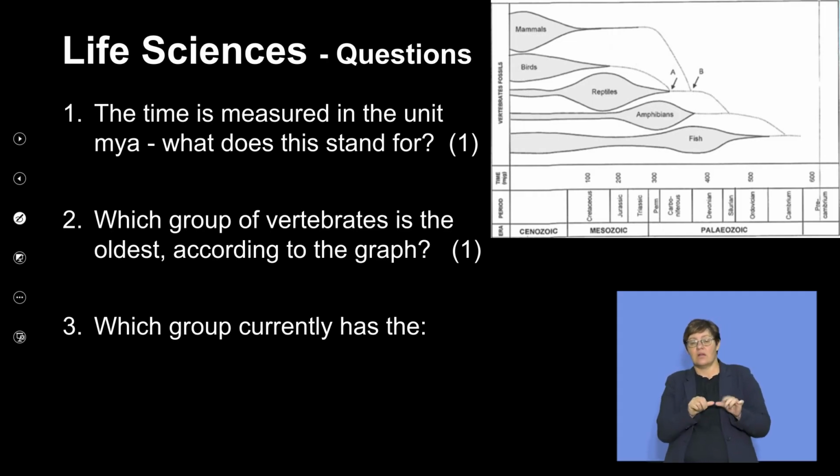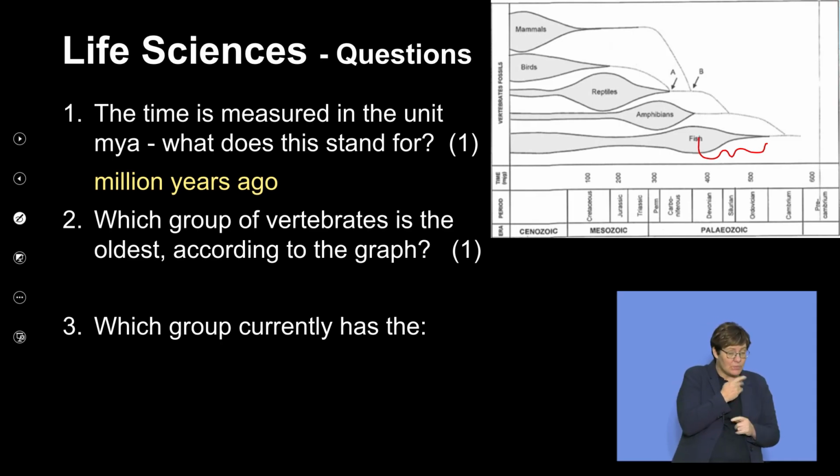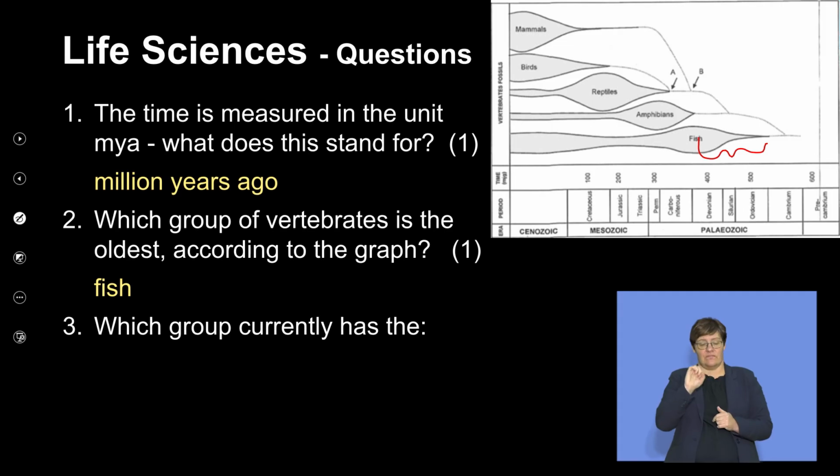Time is measured in the unit MYA. And what does this stand for? Million years ago. Then, looking at the graph, it says which group of vertebrates is the oldest. And if you have a look, the group which originated earlier, before all the others, that is obviously the fish.